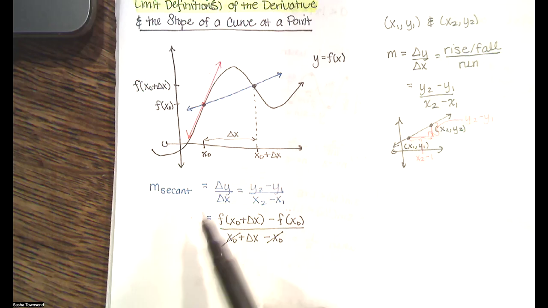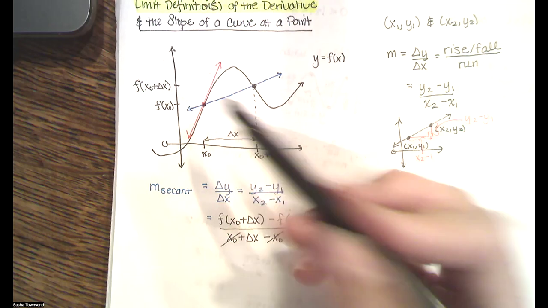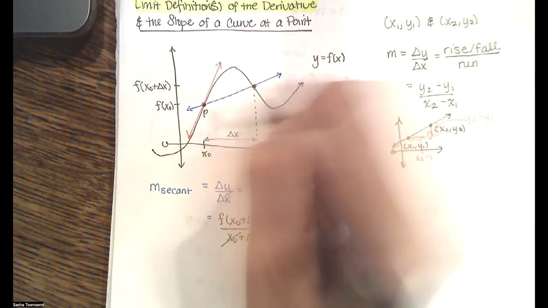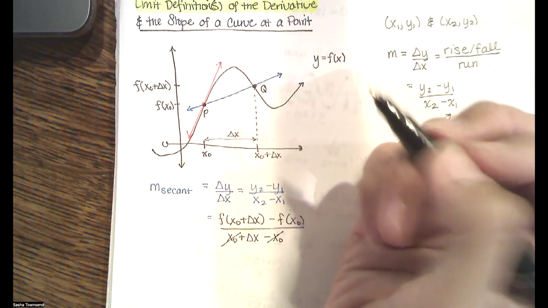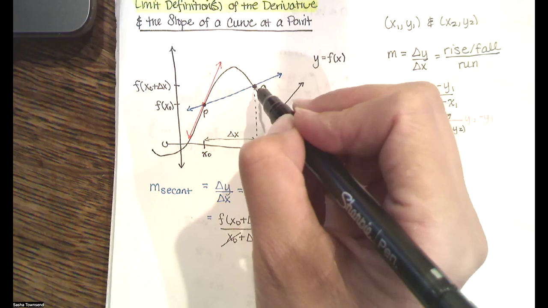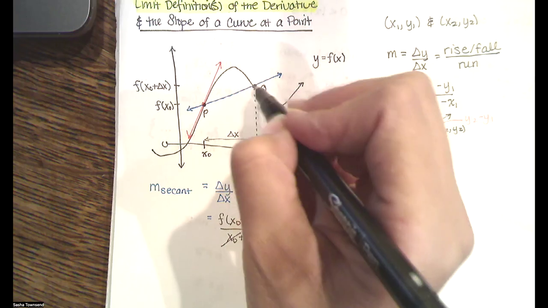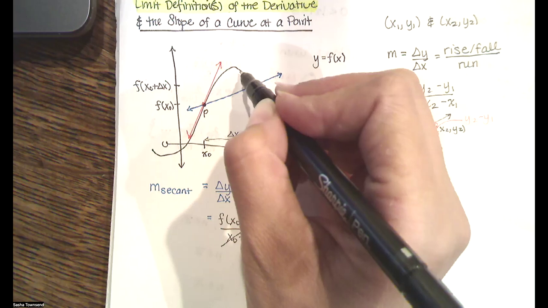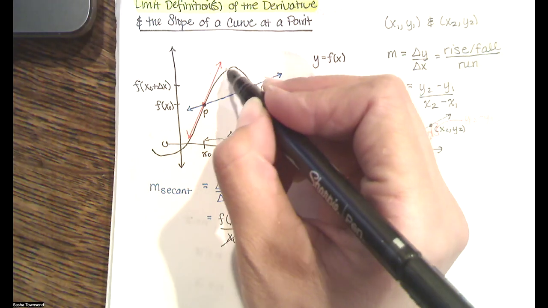You say, okay, well, how do I find the slope of the graph at this point? Well, if I call this point P and I call this point Q, what we do is we take this point Q and we move it. We get another Q that's closer to P, and then another Q that's closer to P, and just a sequence of Qs.